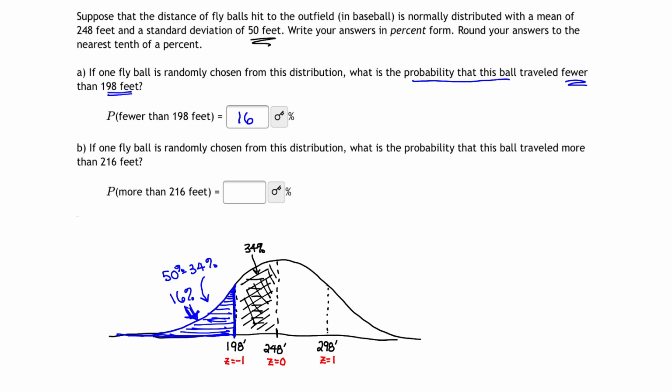That completes part A, and we're going to move on to part B. For part B, we're asked, what is the probability that a random fly ball travels more than 216 feet? Okay, so first thing is we have to look at our picture. Where is 216 feet relative to 248 feet? Well, 216 feet lies to the left of 248 feet. In fact, it's actually even a little closer to 198 feet.